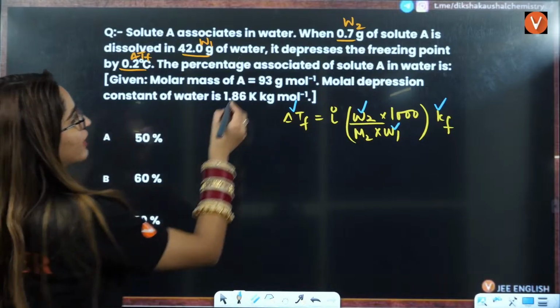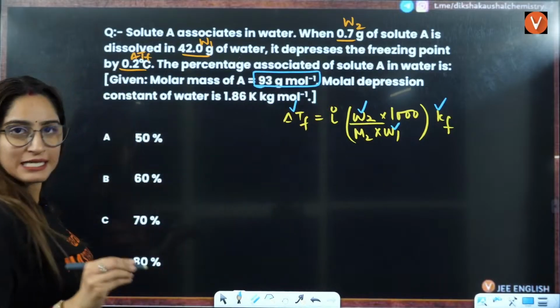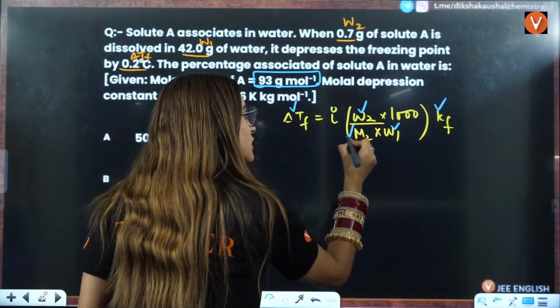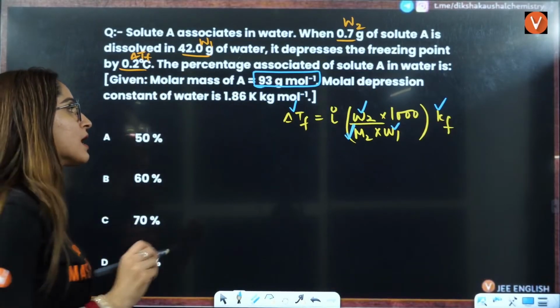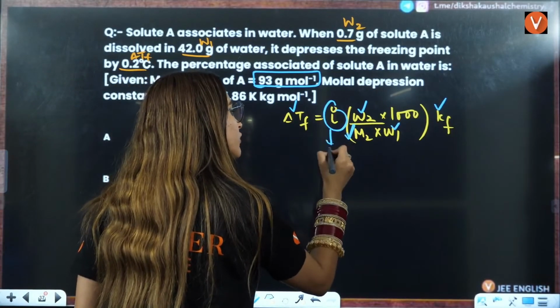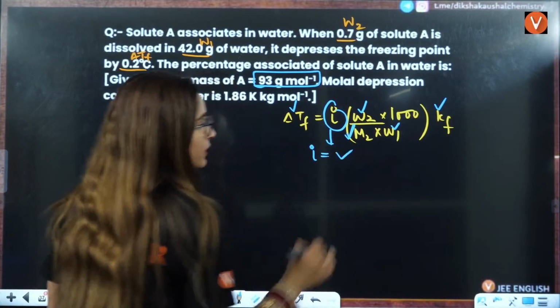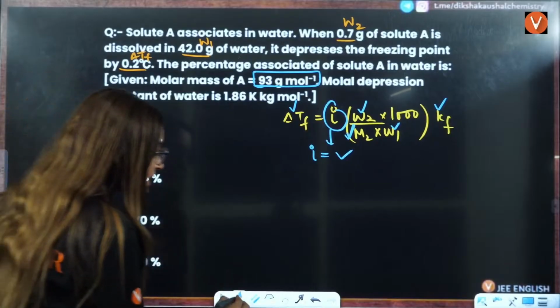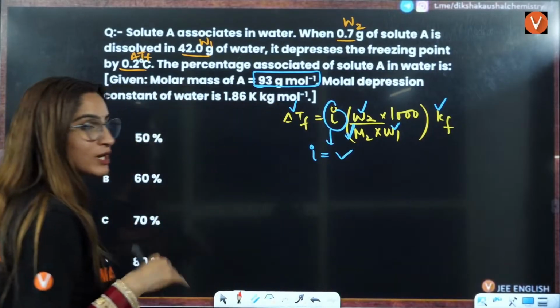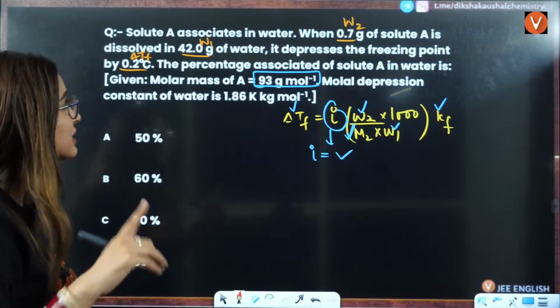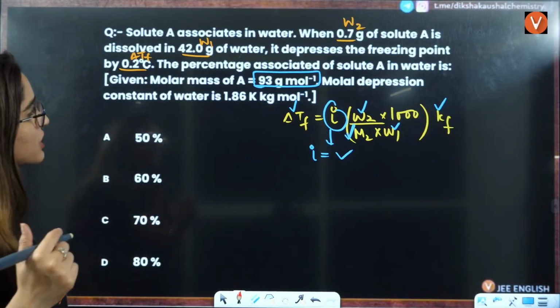Molar mass of A is given to you here, right? That is given to be 93. That is given over here, right? Okay. That means you can easily find the value of I here. So I you can easily find from here. Right? Once you find the value of I, then what is the next thing, to answer the association, right?